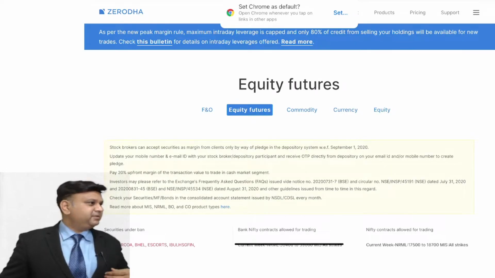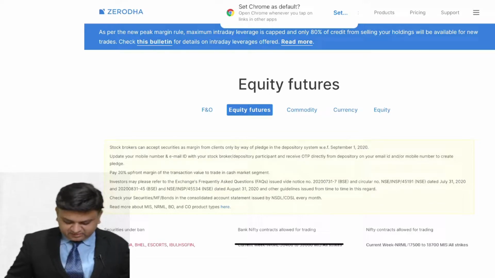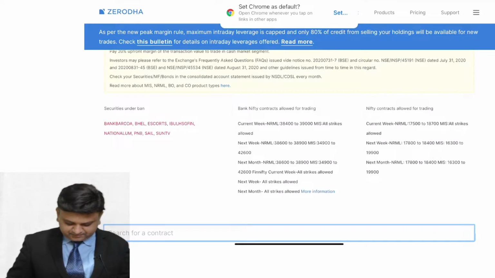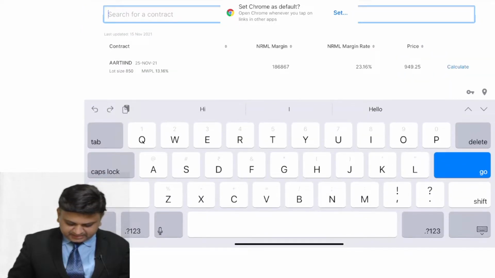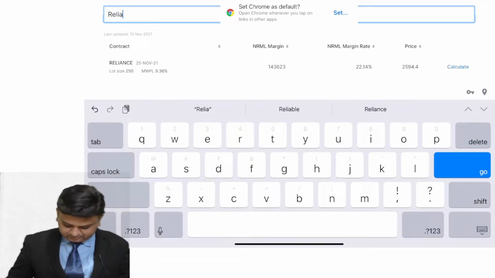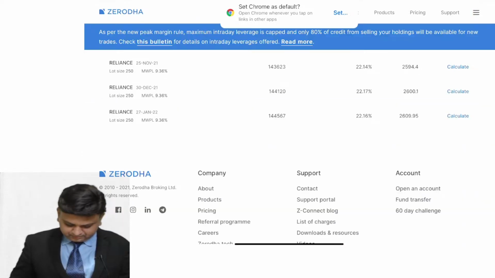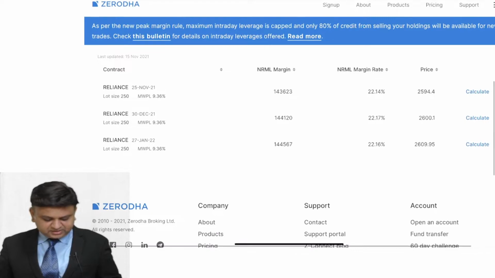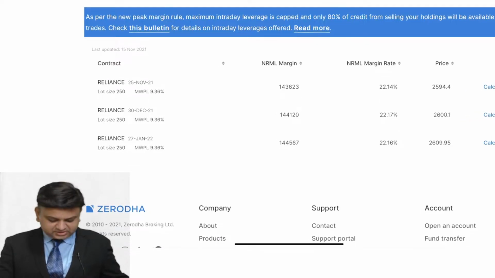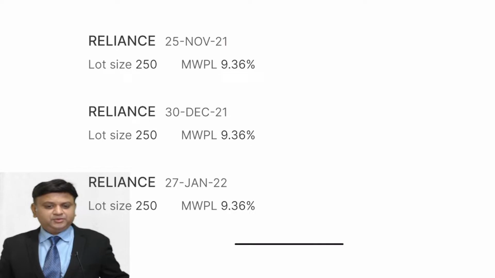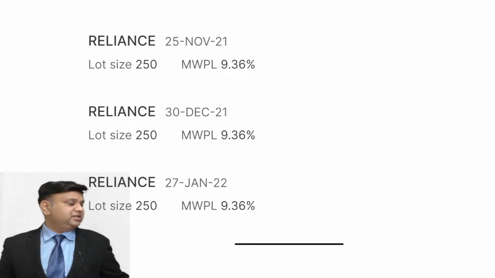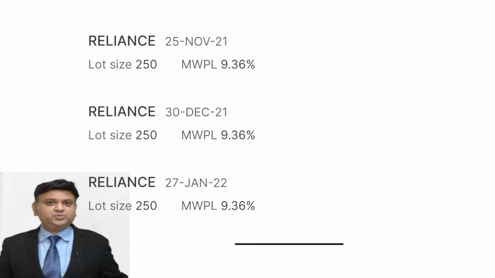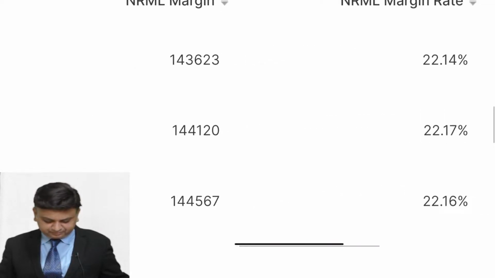So just for understanding purpose, the kind of margin that we have in the equity futures, I am writing over here Reliance. In that, you can see that for the Reliance, it is the 25th of November, 30th of December and 27th of January. These are the 3 dates for which the futures contracts are available. Lot size, we know, is 250 shares that we already have seen.